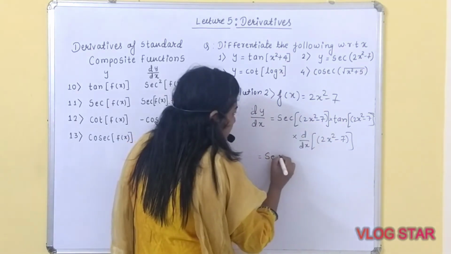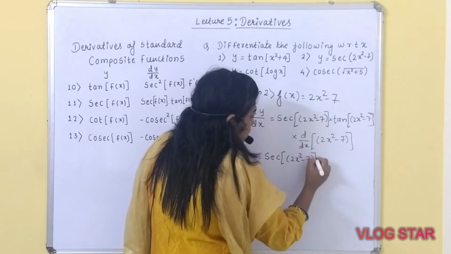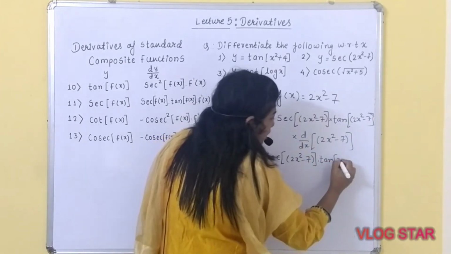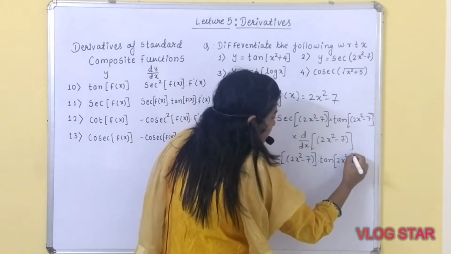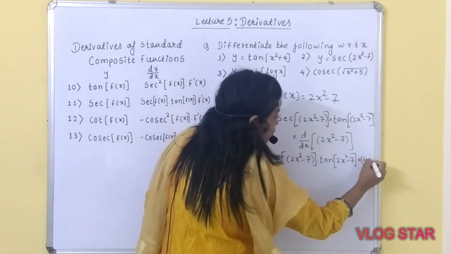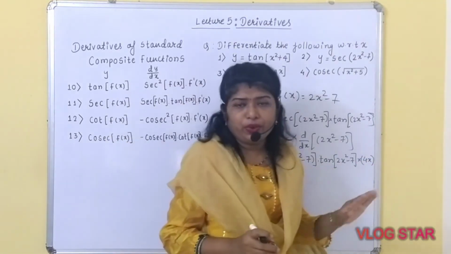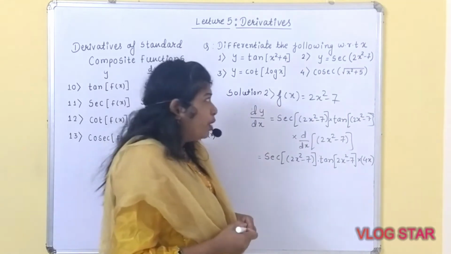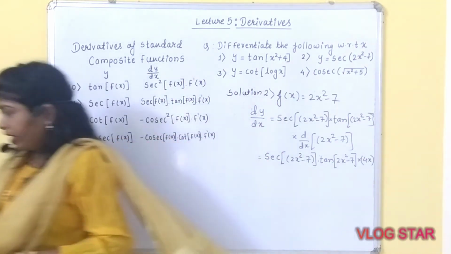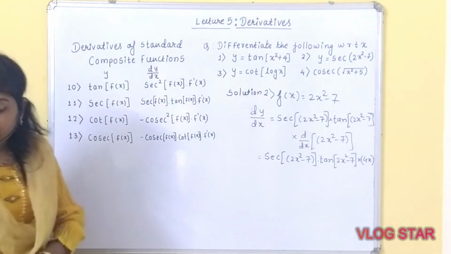So the final answer is sec of f of x, that is 2x square minus 7 into tan 2x square minus 7 into derivatives of this term, which is 4x minus 0. So you can write 4 into x, that is 4x. I hope you have understood the solution for example number 2. Now we need to solve the third question.